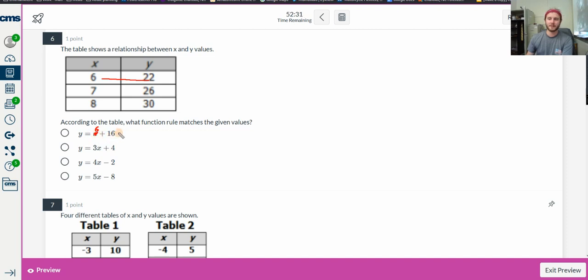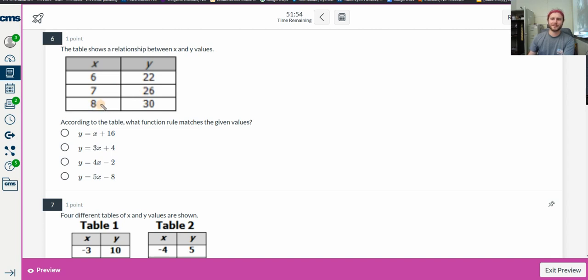6 plus 16, that does equal 22. I replace this one with a 6. I've got 6 times 3, which is 18, plus 4. That's also 22. So far, those two both work. For this one, replace the x with a 6. 4 times 6 is 24 minus 2. That also works. And then this one, 5 times 6, I get the feeling this one's going to work too. That gives me 30 minus 8, and that's also going to be 22. So we know that all of them would work for this first function.